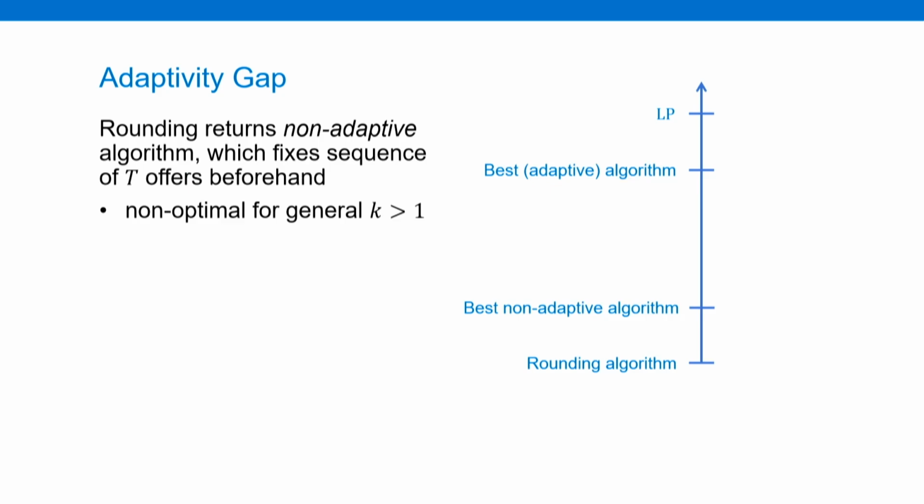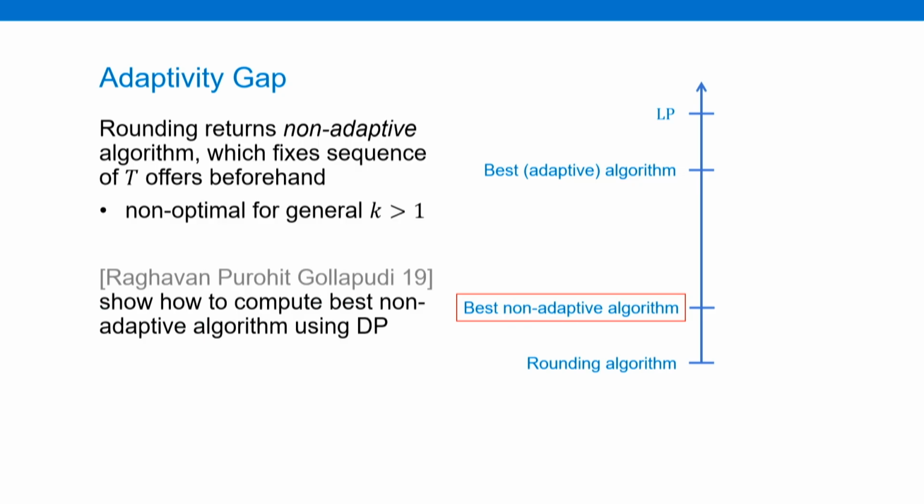OK, so now I'm going to make an admission: the rounding algorithm I showed you is actually kind of stupid. Why is that? Because in this earlier paper, they show how to compute the best non-adaptive algorithm using DP. You can actually do this efficiently. It's not particularly hard. So because the rounding algorithm is giving you a non-adaptive algorithm, and you can compute the best non-adaptive algorithm using DP, you should never actually execute the rounding algorithm in practice.